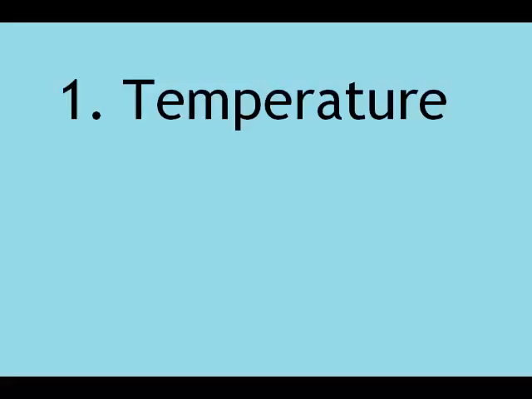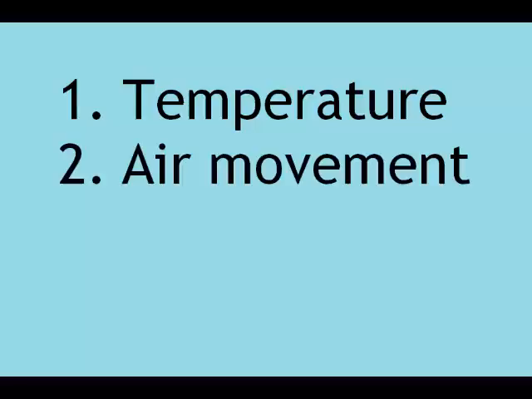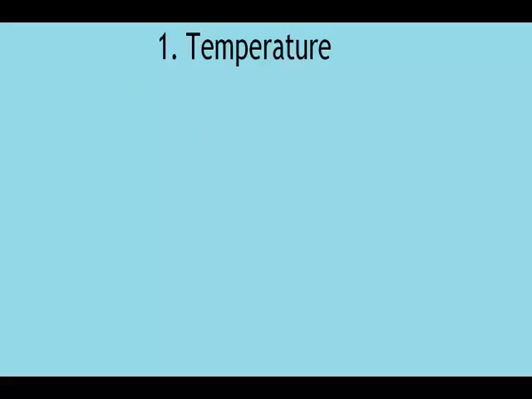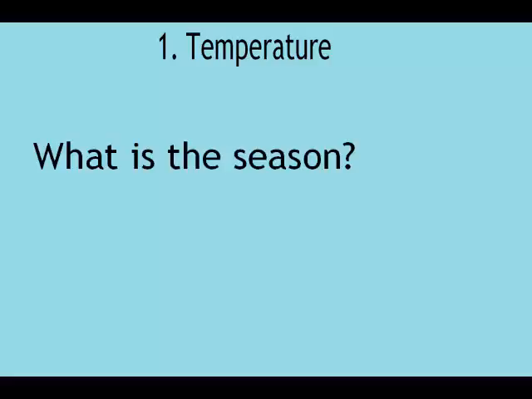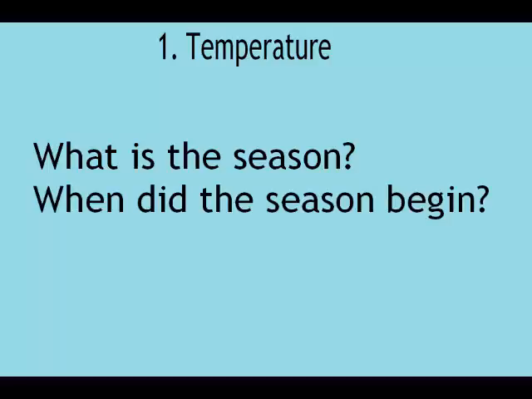In this particular system, we have to create 3 charts. One is called the temperature chart. I call that the seasonal chart. The second one is called the air movement chart, and the third one is the moisture chart. With respect to the temperature chart, we have to ask 2 questions. What is the season? And when did the season begin?